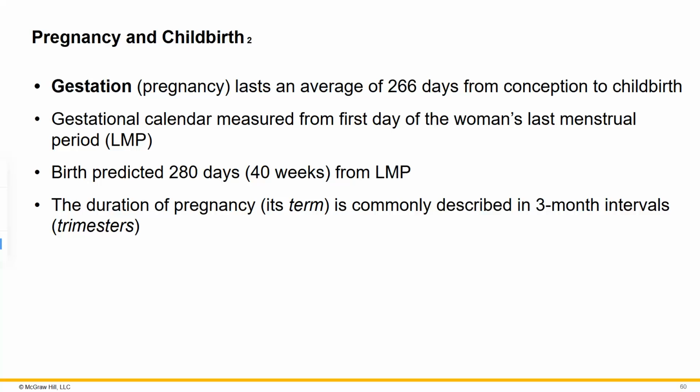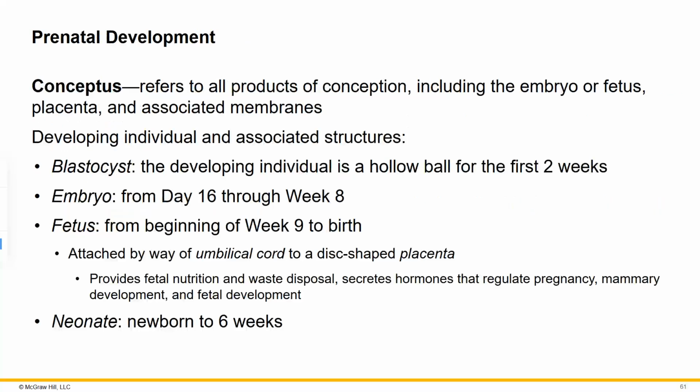So gestation, pregnancy lasts an average of 266 days from conception to childbirth. Gestational calendar is measured from the first day of the woman's last menstrual period. Birth is predicted 280 days or 40 weeks from the last menstrual period. The duration of pregnancy, its term, is commonly described in 3-month intervals, as I mentioned, those trimesters.